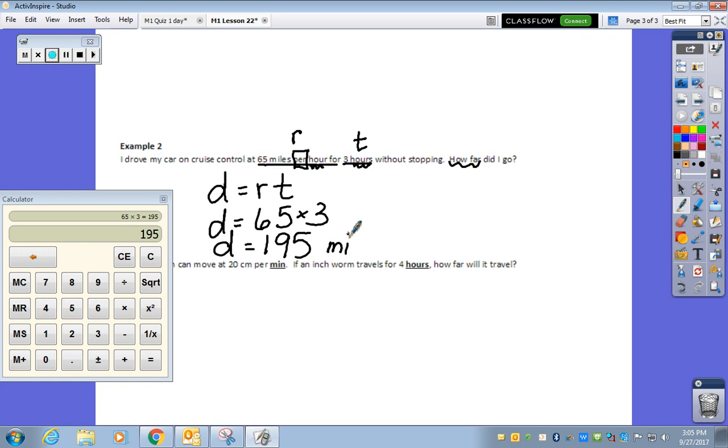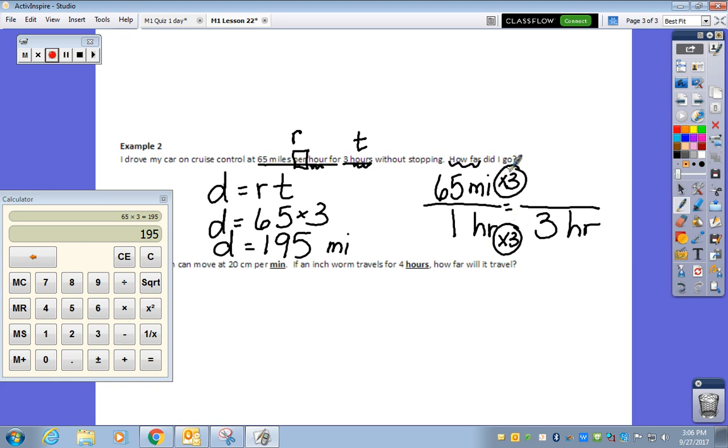Again, if you prefer, you can do 65 miles per hour, means for 1 hour. And we're trying to figure out how far they can go in 3 hours. So 1 times 3 is 3. 65 times 3, same math we did right here, gets us the 195. It's just a different setup. Again, depending on whichever one you like, you do not have to do both. You can choose the one you like.